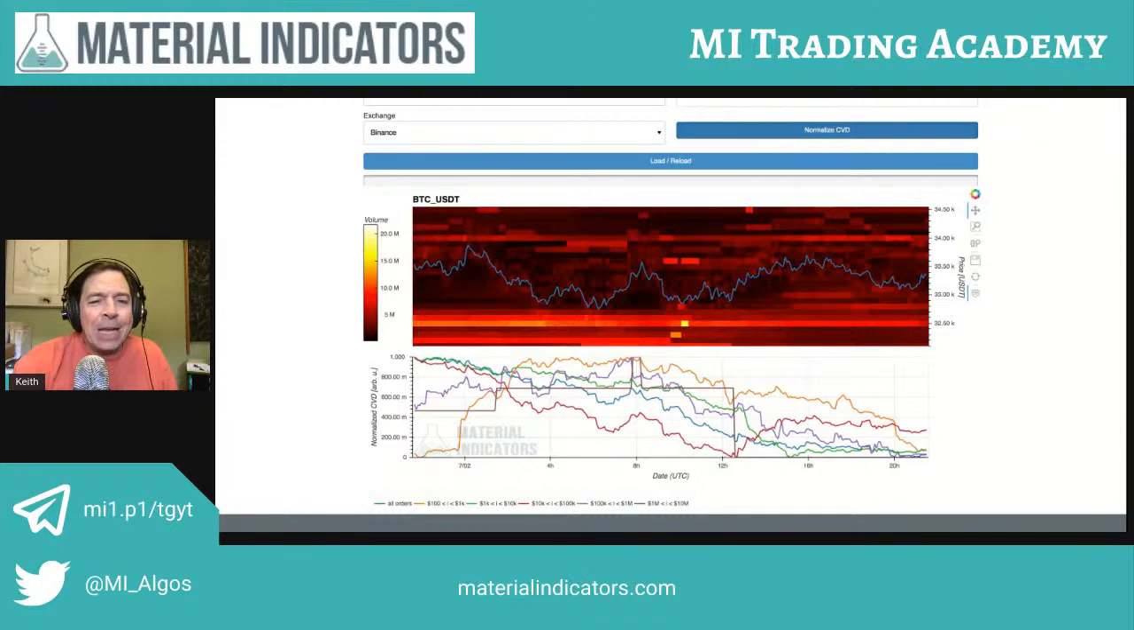But the top half is the order book. It's a thermal map, strictly at this point, of all BTC pairs and all USDT pairs on Binance. And the bottom here is the order flow. This is market orders, buying and selling. Again, up means buying, down means selling.